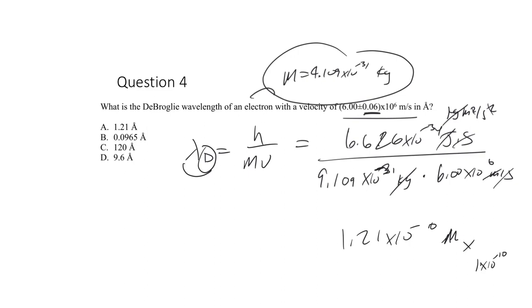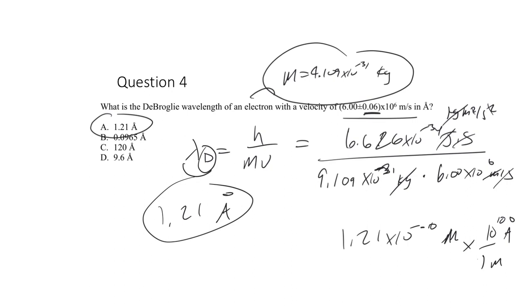1 meter is 10 to the 10 angstrom. So times 10 to the 10 gives us a value of 1.21 angstrom. So the wavelength of the electron is on the scale of the size of the atom. So we have the wavelength on the scale of the actual orbit size of electrons spinning around an atom. So it's important to describe and understand that electrons have a wave-like behavior.